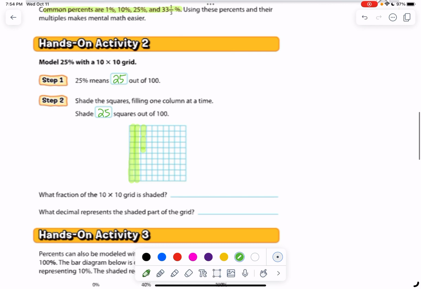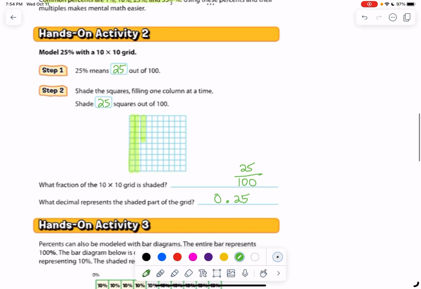What fraction of the 10 by 10 grid is shaded? Well, remember, the bottom number, or the denominator, is how many in all, and how many are shaded? 25. So 25 out of 100 are shaded. What's our next question? What decimal represents the shaded part? Well, if we read this, 25 hundredths, that means no tenths, and 25 hundredths. All right, we've been doing a lot of work converting fractions to decimals, so I think you're probably pretty comfortable with that.